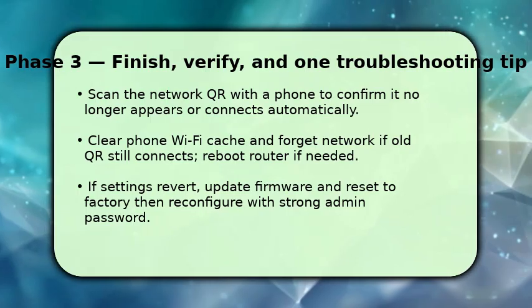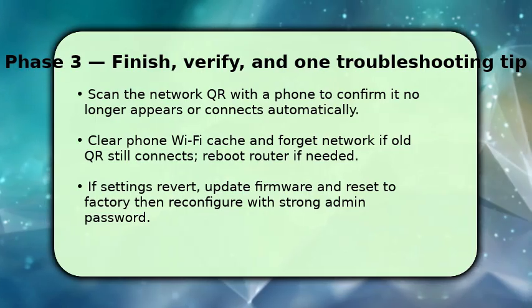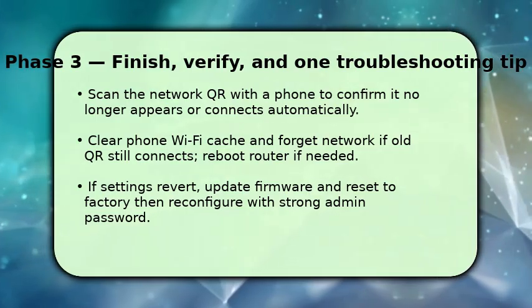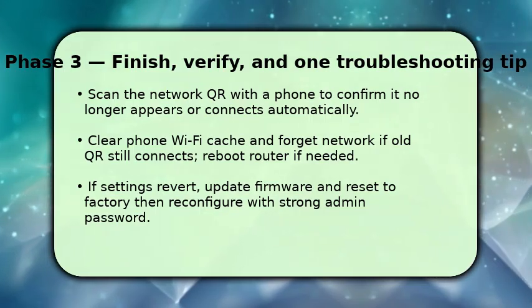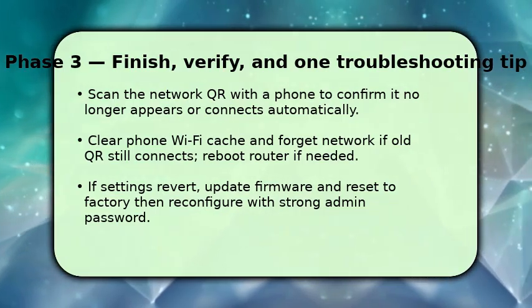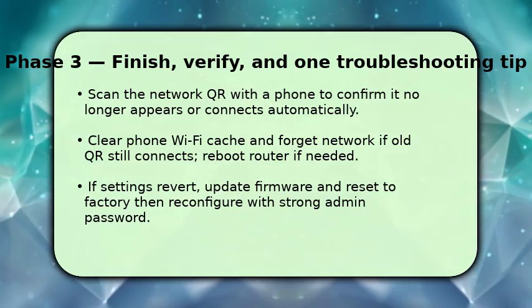If the old QR still connects, forget the network on your phone, clear Wi-Fi cache, and reboot both phone and router. If changes don't stick, update the router firmware, then perform a factory reset and reconfigure with a strong admin password. That resolves persistent or buggy QR sharing issues.